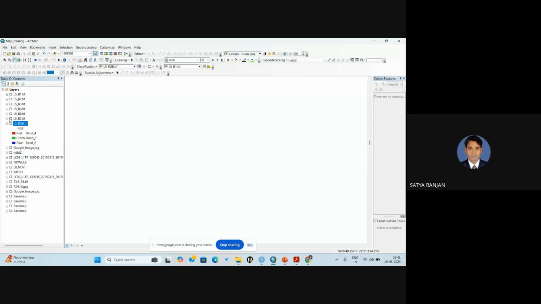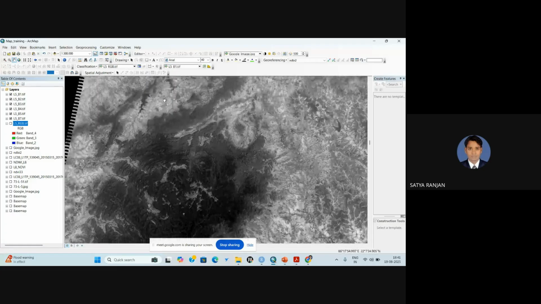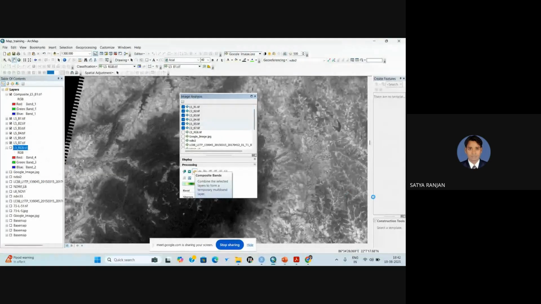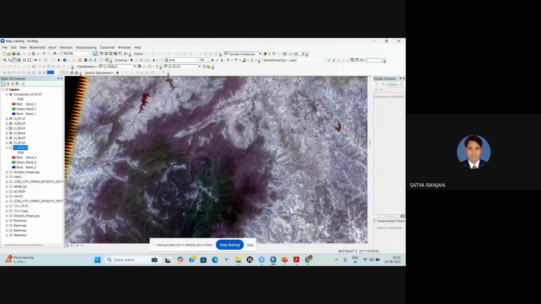If you want to create an RGB of a multispectral band, then we have to layer stack all these bands. For this, we go to Image Analysis, then select B1, B2, B3, B4, B5, and B7. Then click on composite band. Then it gives the output result. This is our output result, the composite band.